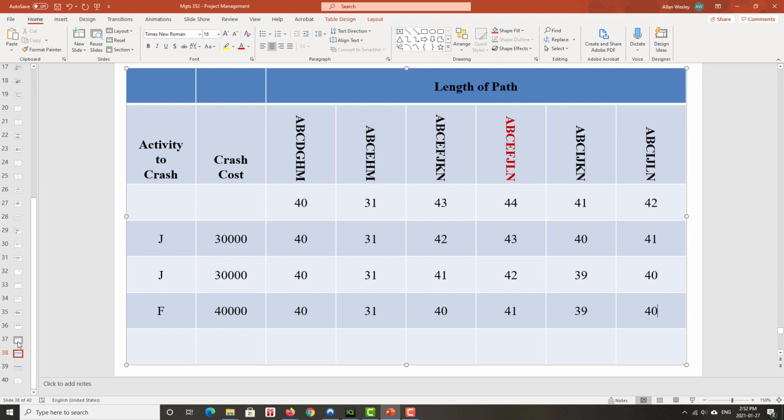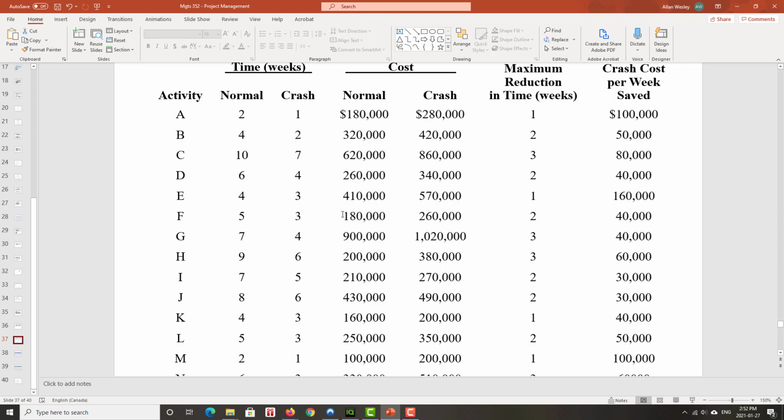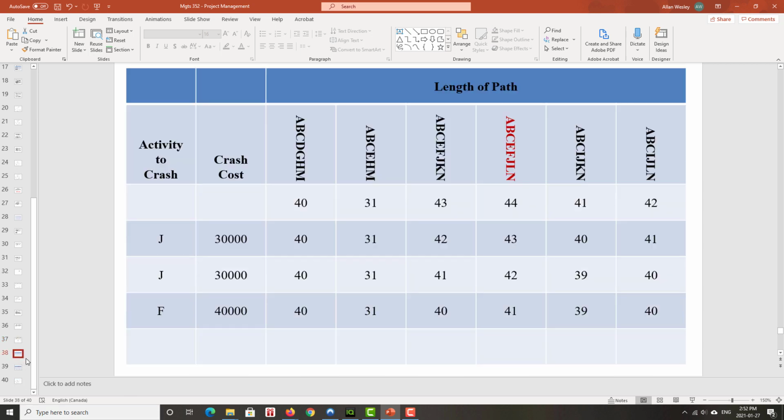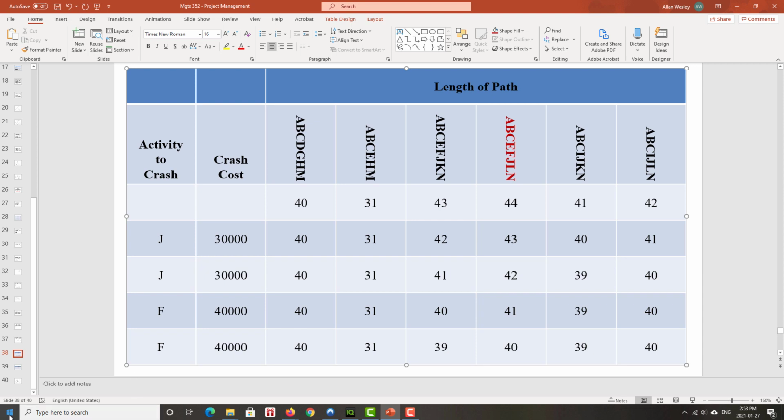So close. Ooh, can't remember. How many times can we crash F? F can be crashed again. Ooh, awesome. Let's do it. So we'll crash F again. And that costs $40,000. And again, looking for the pathways that actually contain F. And our critical path knocks down to 40. Bonus time. Woohoo! That one doesn't change. And the last one doesn't contain F, so it doesn't change.